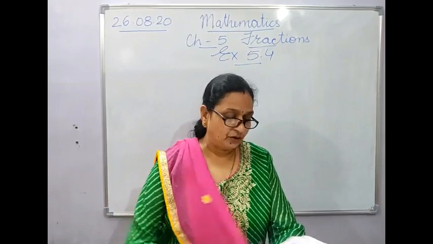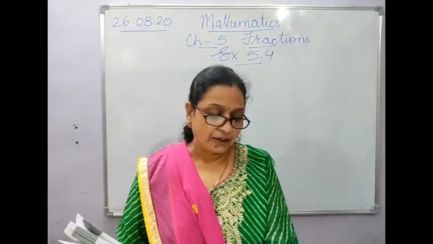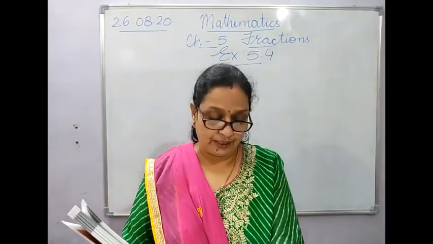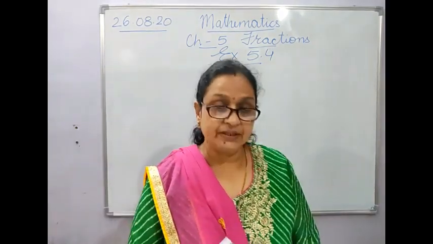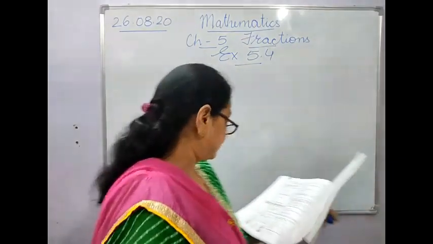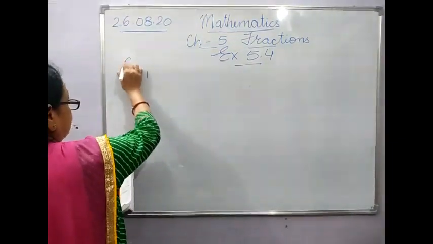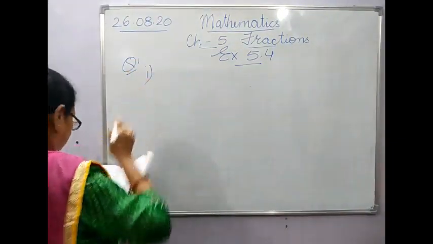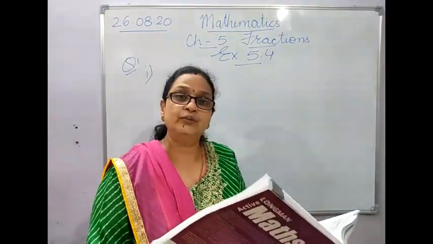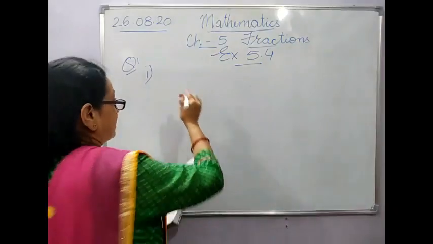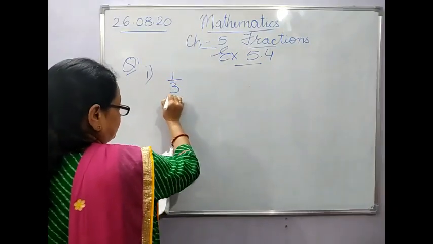See the first question. Write the fraction for the shaded part. Are all these fractions equivalent? Now see in the first one, there are 3 circles given. In the first circle there are 3 parts and only 1 is shaded. So that fraction will be 1 upon 3.